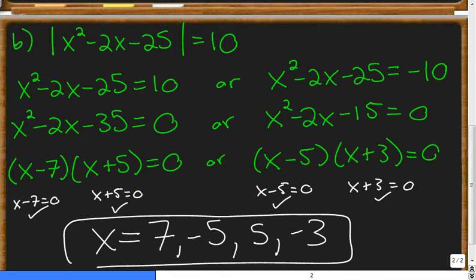Now, the beauty part of this is that any of these answers at all will give us either 10 or negative 10 inside our absolute value, which will make this work. So quadratics normally have 2 solutions, but because it's an absolute value of a quadratic, we now have 4 potential solutions that could happen.